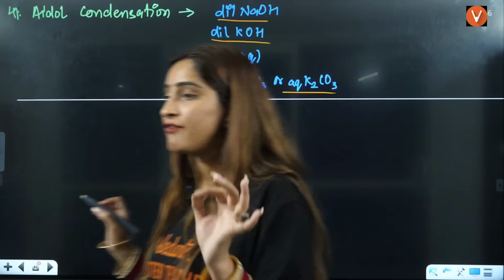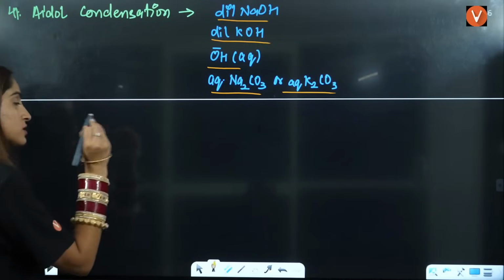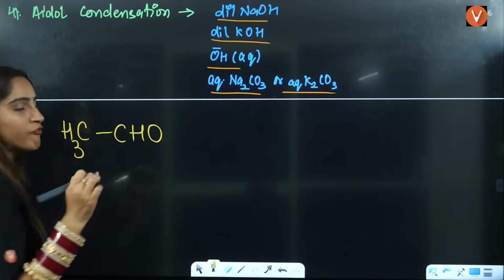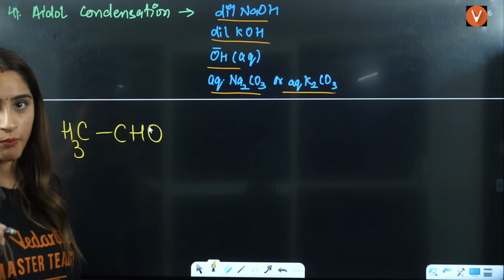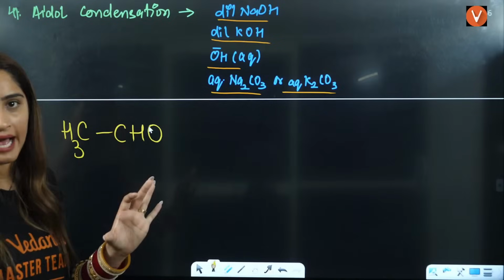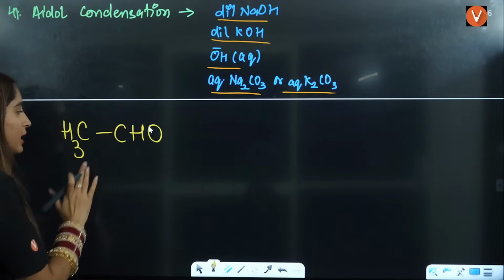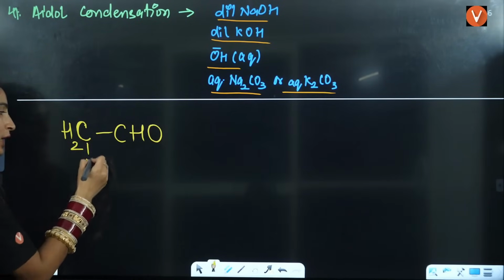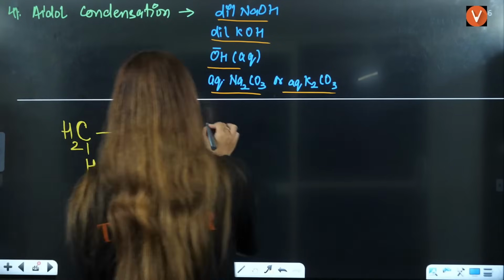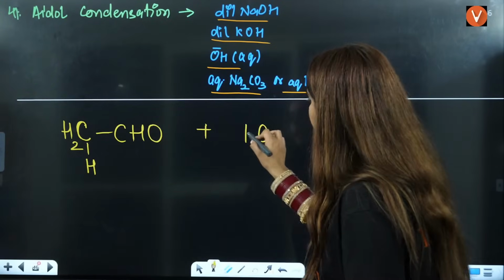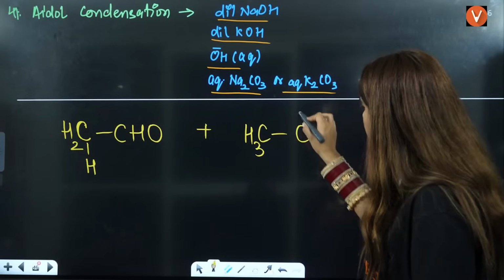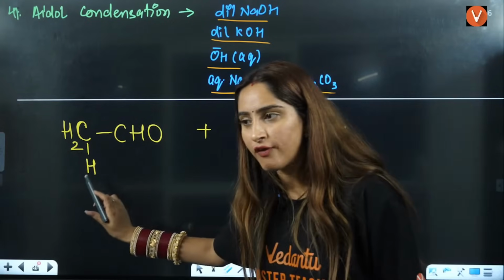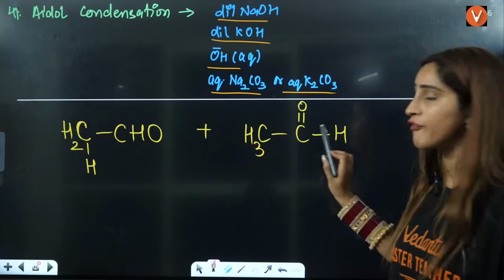So if you have to do self-aldol, please listen to this very carefully. This question is very important. You have CH3CHO. They are saying after self-aldol, what is the product that will be formed? So how will you write the reaction first? One molecule you will write keeping the alpha carbon, CH2, alpha hydrogen, open like this. The other molecule you will write keeping the carbonyl group open.